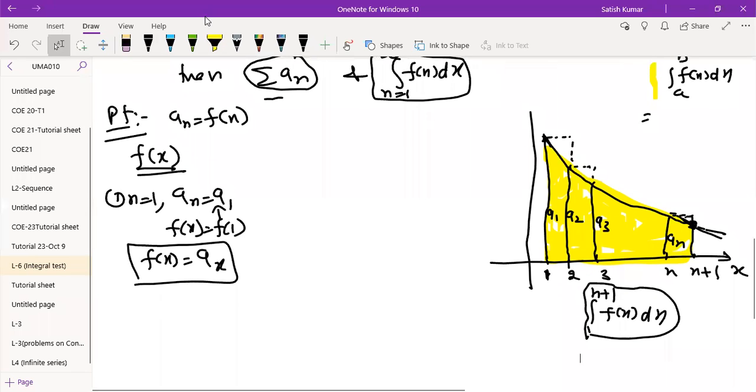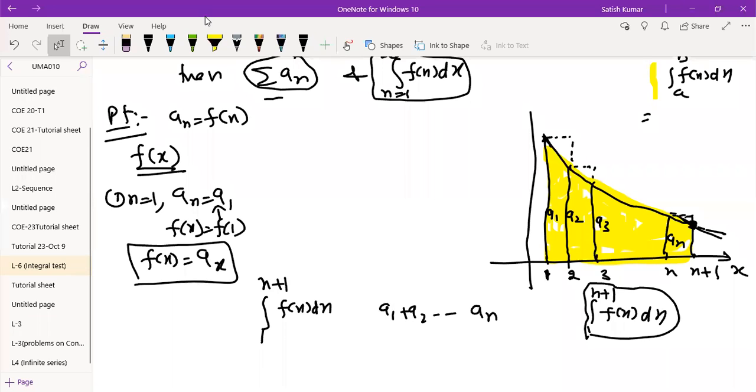Now the point is, I want to compare this integral from 1 to n plus 1 of f(x) dx. The proof is just based upon these two inequalities. On one side it is the integral from 1 to n plus 1 of f(x) dx, and on the other side it is a1 plus a2 and then up to an. Now can anyone suggest what the sign here should be? Less than or equal to, greater than or equal to, or exactly equal to? Less than or equal to.